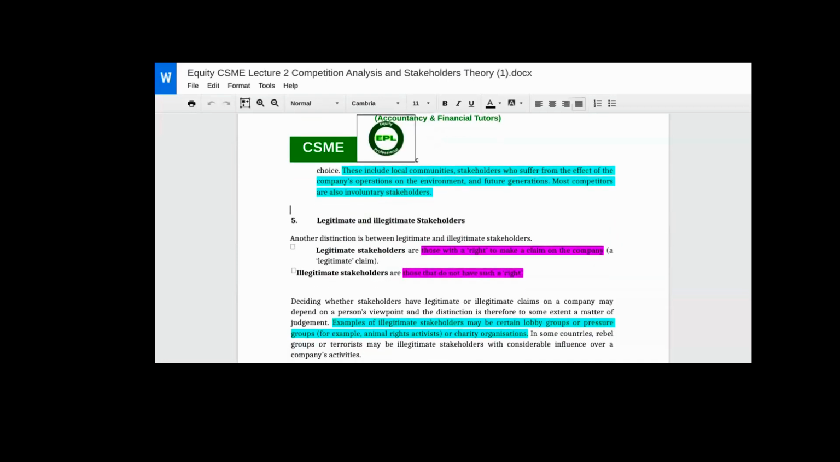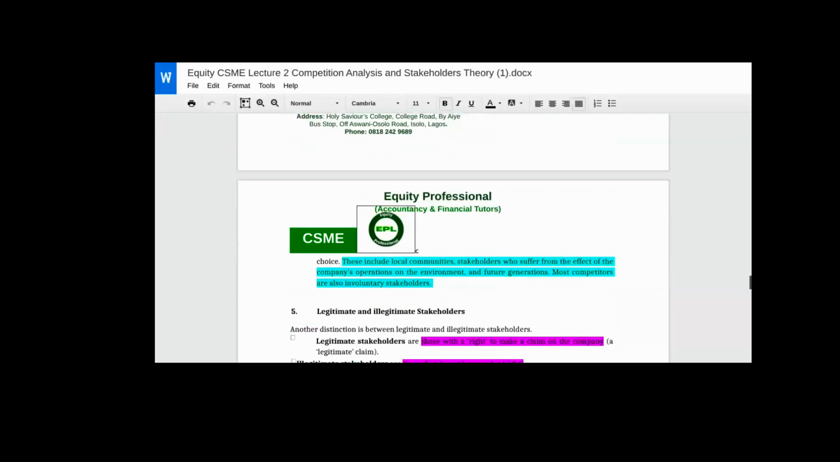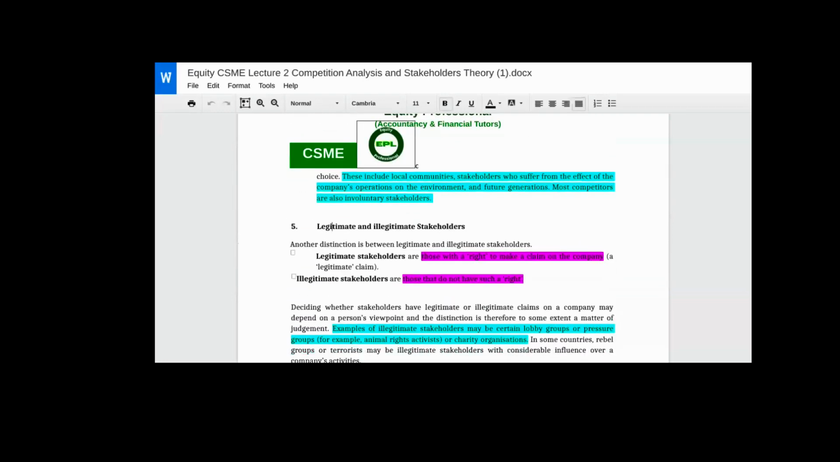Legitimate stakeholders, number 5, and illegitimate stakeholders. The solution here is two. I must be transparent and open to you so that your exam will be easier. The answer to internal stakeholders, primary stakeholders, and some others that we have mentioned, active stakeholders, involuntary stakeholders, that answer can serve as the solution for legitimate stakeholders. Why? Because look at the solution.